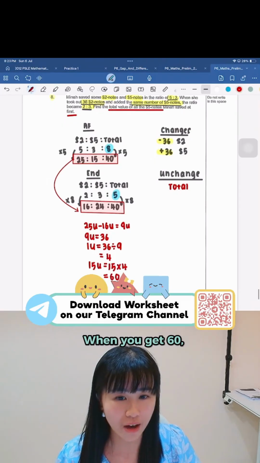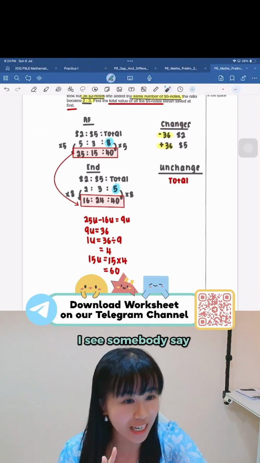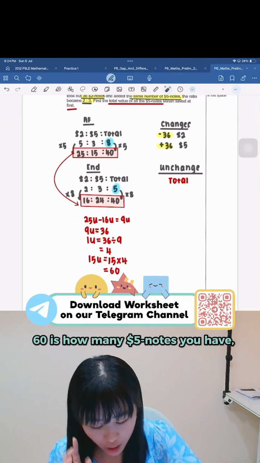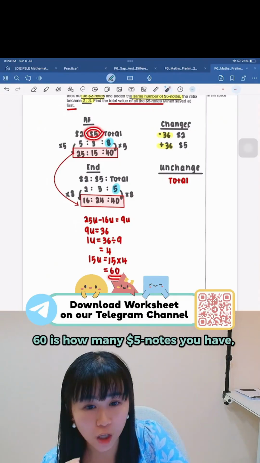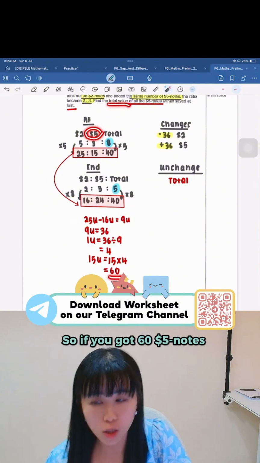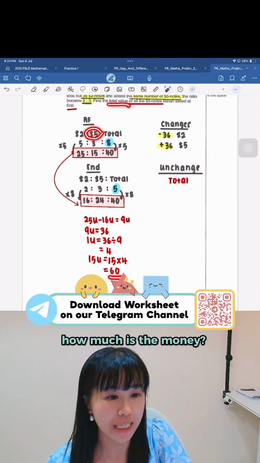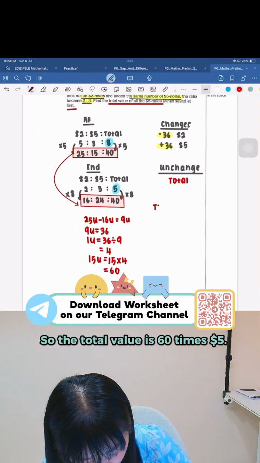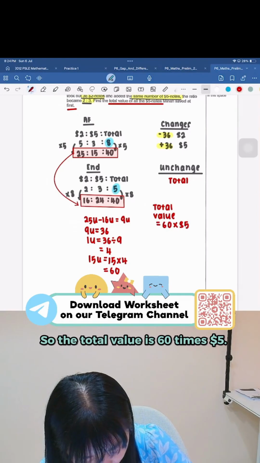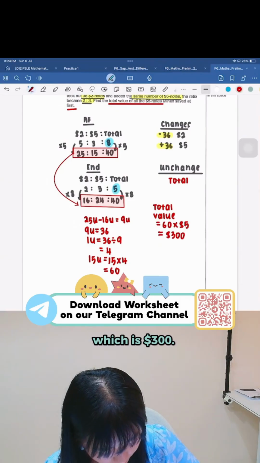When you get 60, you're not done yet. 60 is your quantity. 60 is how many $5 notes you have, but they are asking for the value. So if you have 60 $5 notes, how much is the money? The total value is 60 times $5. That's how you get the answer, which is $300. Yes, $300.